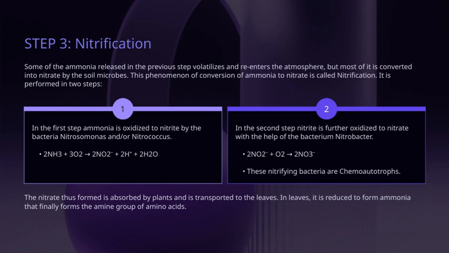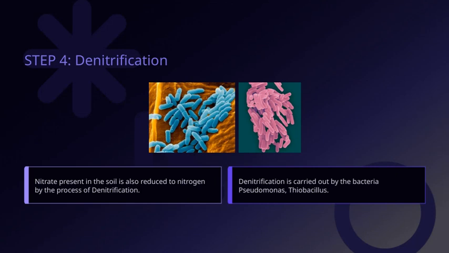The nitrate produced is then absorbed by plants and transported to their leaves. Inside the leaves, the nitrate is reduced to form ammonia, which eventually becomes part of amino acids, the building blocks of proteins. So essentially, nitrification links ammonia in the soil to plant nutrition, completing an important cycle that supports plant growth and ecosystem health.